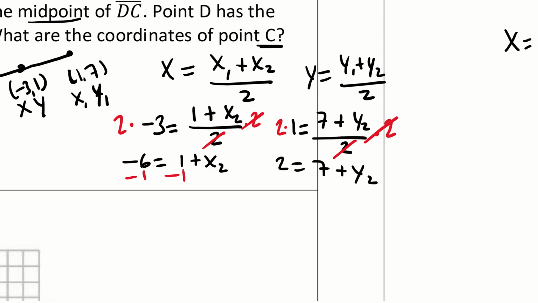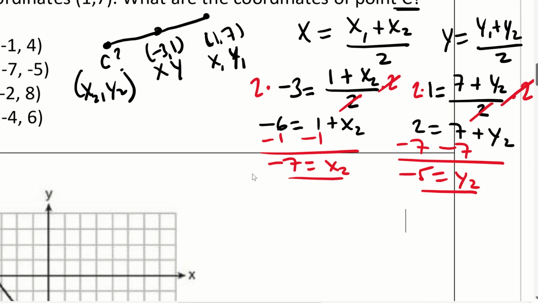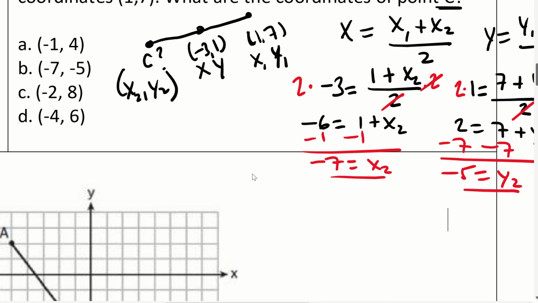So here we have to subtract 1. So that's going to be -7. Here we need to subtract 7. That's going to give us -5. So now we know what the coordinates are. The coordinates have to be -7 and -5. Therefore, the answer is B.